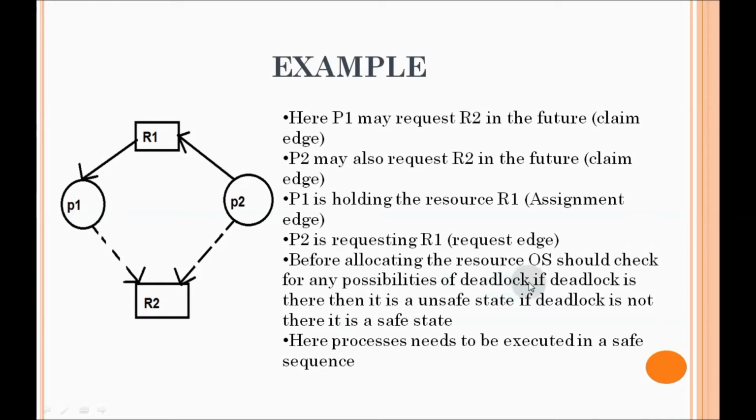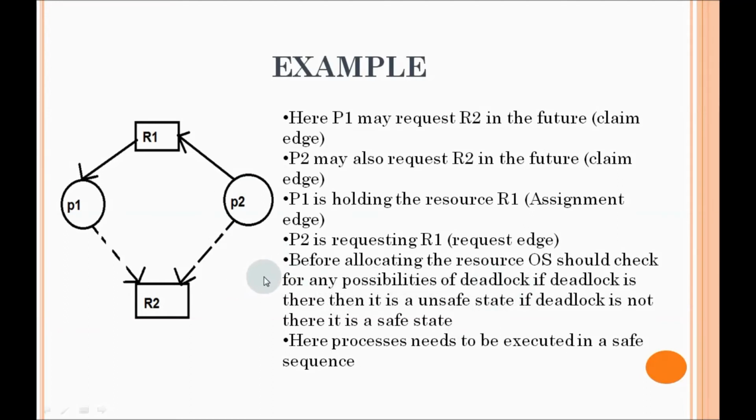Now we will see. If deadlock is there, then it is an unsafe state. Definitely you know that, I already told you. If deadlock is not there, it is a safe state. So the OS should check in such a way that deadlock should not happen if it allocates the resources. The OS should allocate the resources to the process in such a way that deadlock should not happen and the state should be a safe state. Getting, guys? So it is the responsibility of the OS.